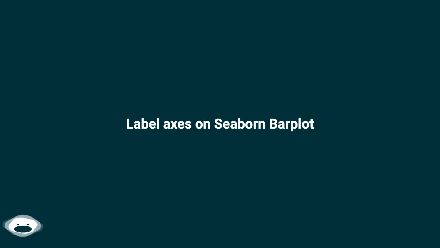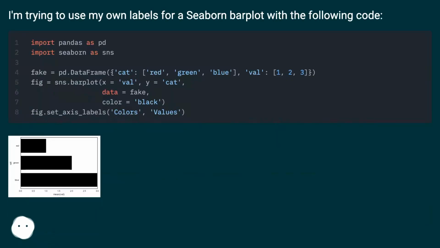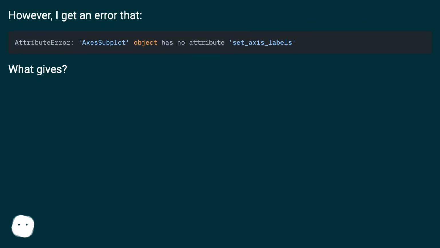Label axes on Seaborn Barplot. I'm trying to use my own labels for a Seaborn Barplot with the following code. However, I get an error that... what gives?